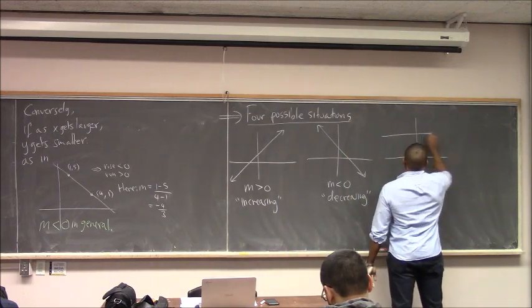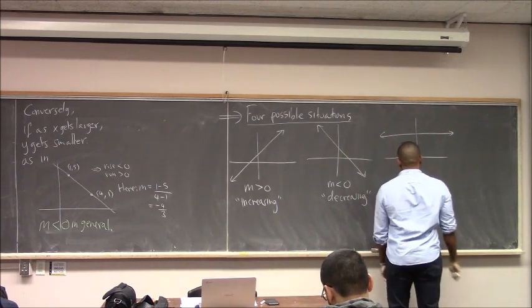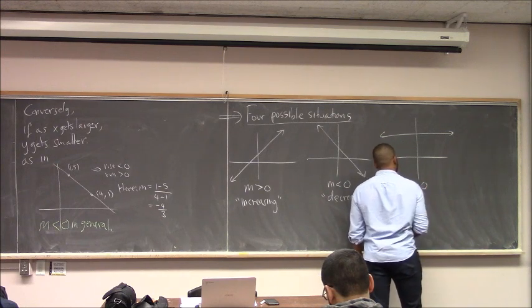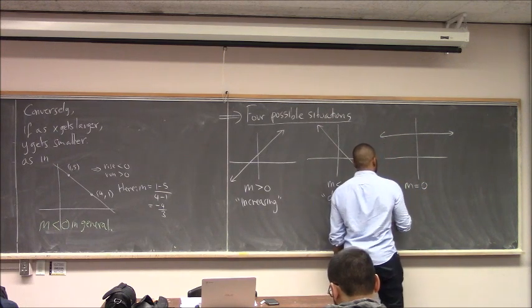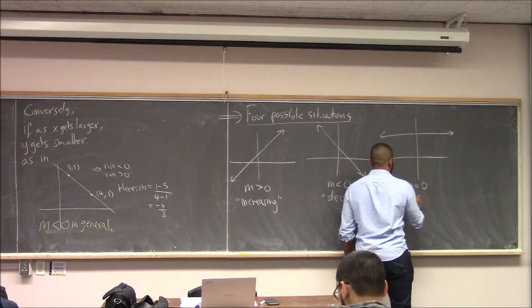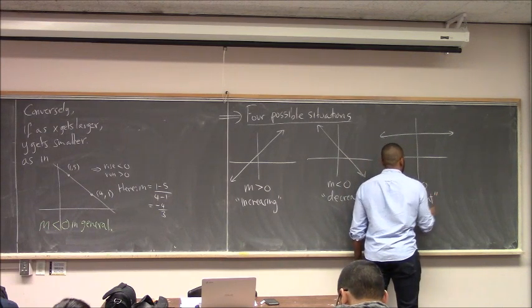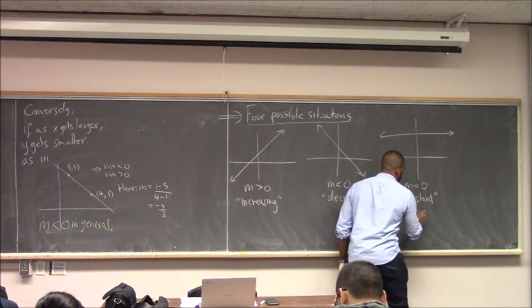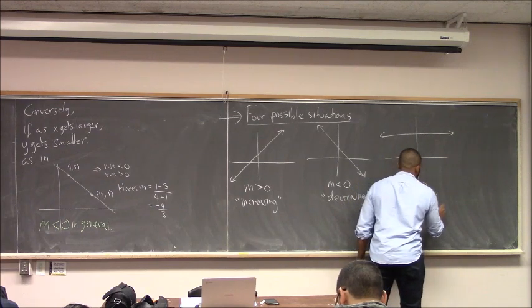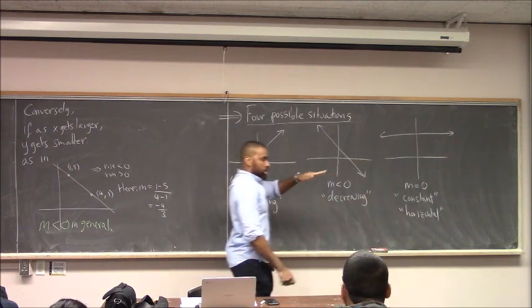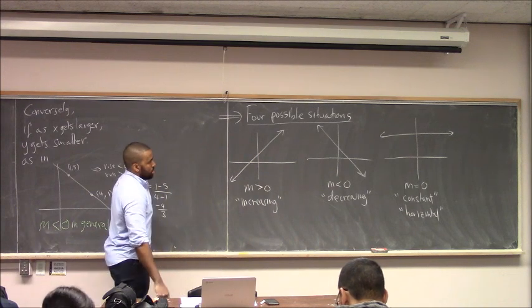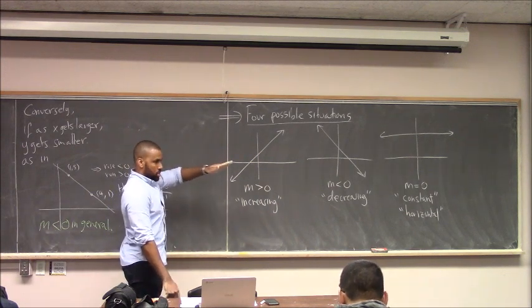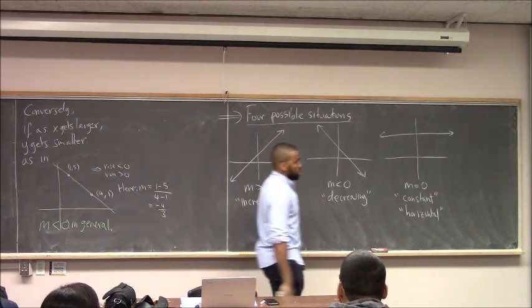We have this situation. Here, as discovered last time, the slope is 0. This line is called constant or horizontal. It means it's always flat. There's no rise. It doesn't tilt up or down. It just remains flat with a 0 slope.